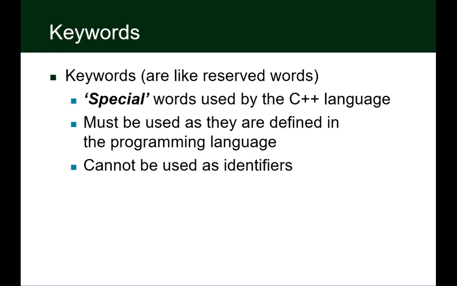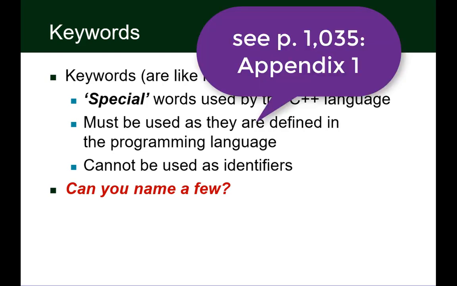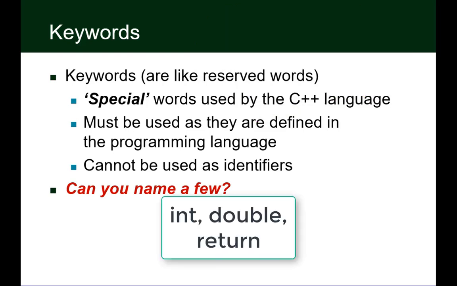Every programming language has a set of special words called reserved words or keywords that have special meaning. You cannot use these as identifiers to name variables. Can you think of a few of these special words? You can pick them out because the IDE will color code them. How about int, double, return?